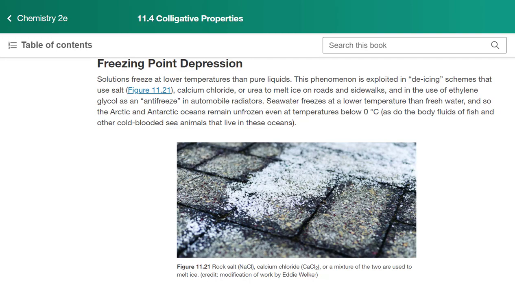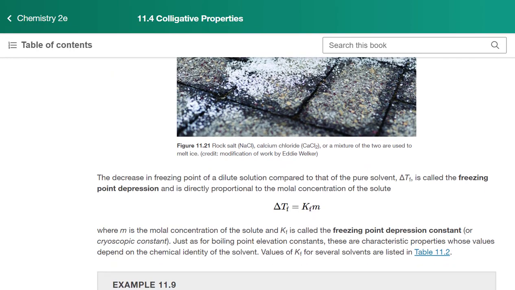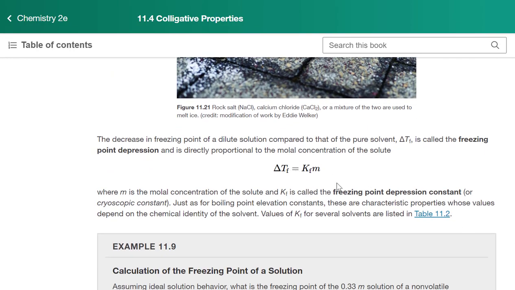And this is also related to making the solvent phase a little bit more stable. Your book uses the example of de-icing. Here we live in a part of the country where that is not a thing we have to worry about very much. But this is the equation. You'll notice it's very similar to the equation that was used for boiling point elevation.